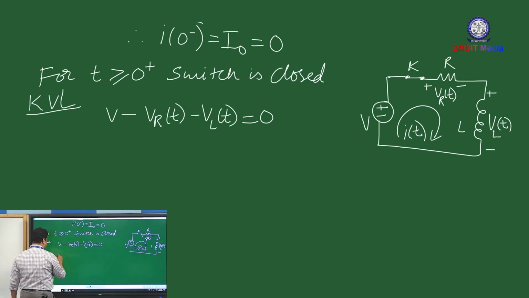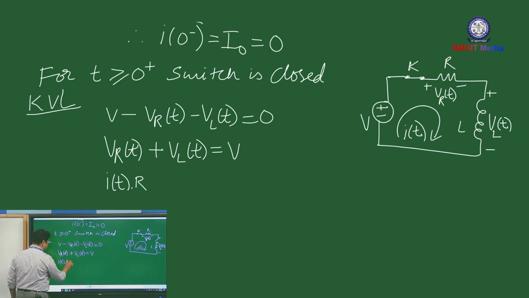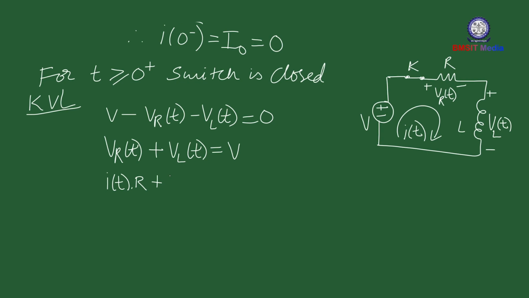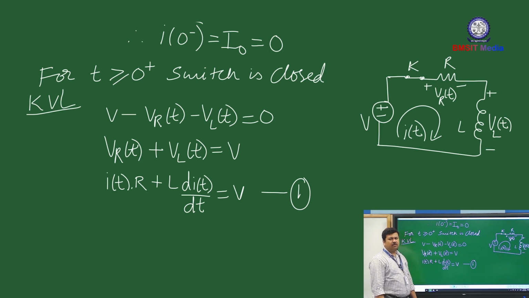I will rearrange the terms. VR of t plus VL of t equals V. So what is VR of t? I get I of t into R plus VL of t, which is L di of t by dt, equals V. Now let me take this as equation 1. So equation 1 is a non-homogeneous equation, because there is a non-zero RHS term.